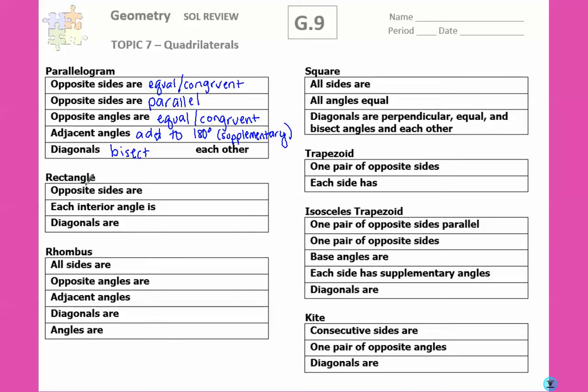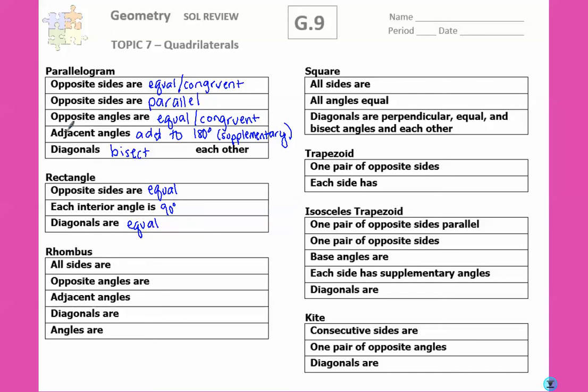If it's a rectangle, it follows all the parallelogram rules, but it also has some rules of its own. The opposite sides are equal or congruent. Each interior angle is 90 degrees, and the diagonals are also equal or congruent.